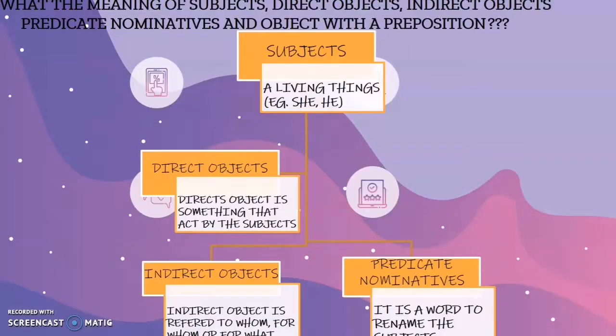So this is the definition of the subject. Subject is referred to a living thing such as she or he. Direct objects are something that is acted on by the subjects. Indirect objects are referred to whom, for whom, and for what. The predicate nominative is a word to rename the subjects, such as she is a monster.